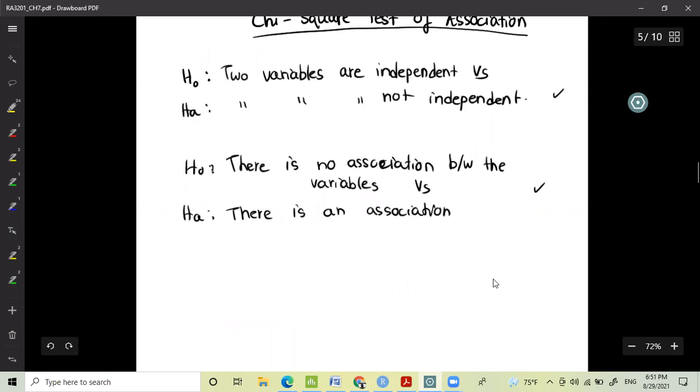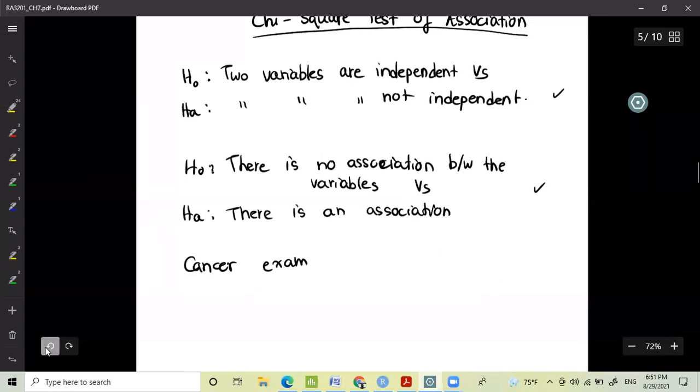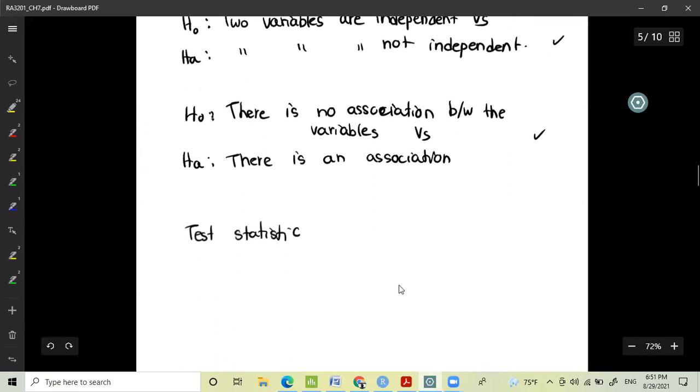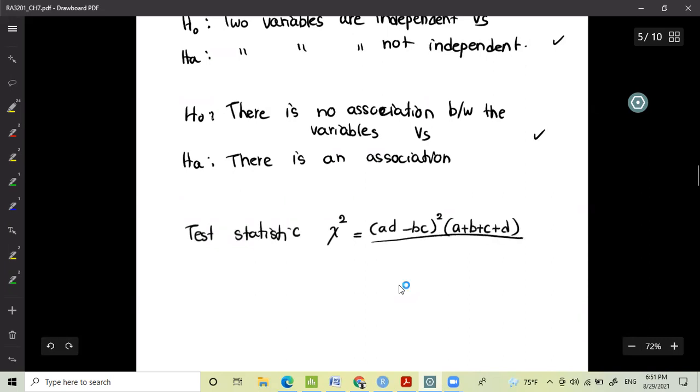So let's look at our example. Before that, I'll give you the test statistic. I think that is better. Right, so that is our hypothesis. Then our test statistic is going to be a chi-square test statistic, or chi-square number. So we refer to the same A, B, C, D, right? We have the 2 by 2 table.